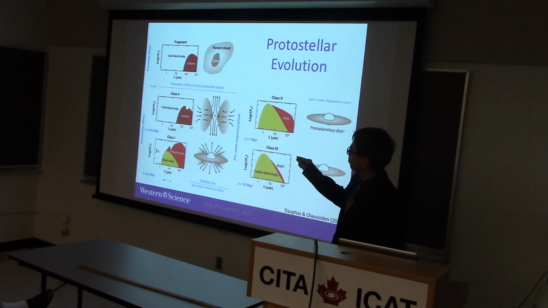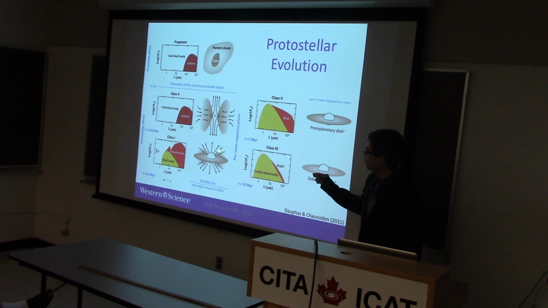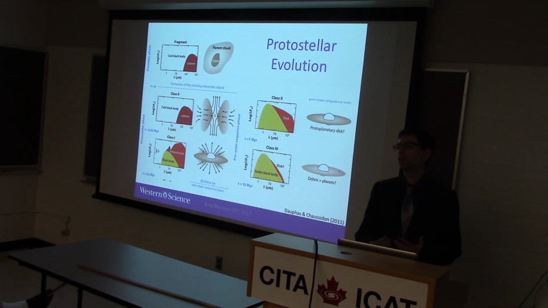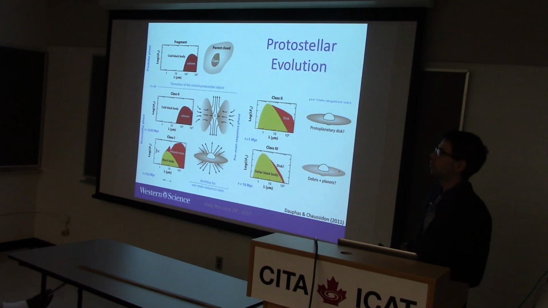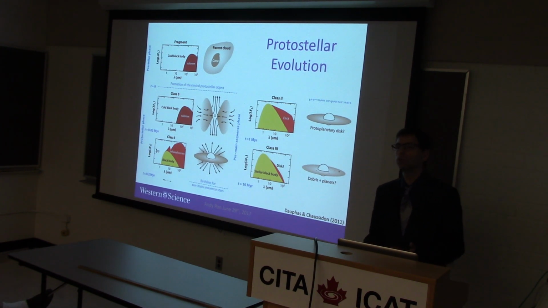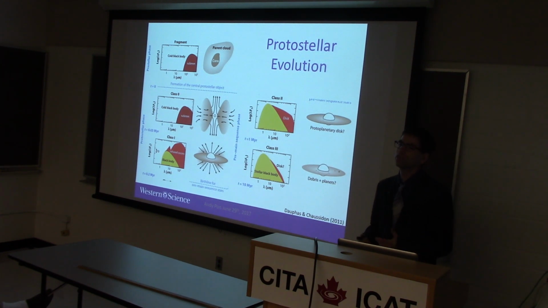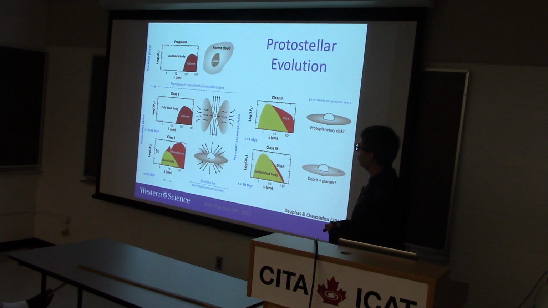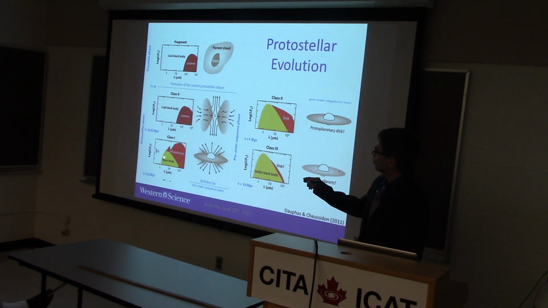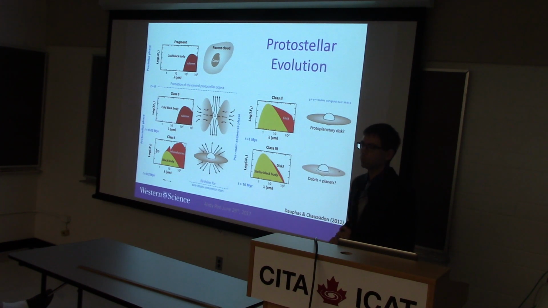The next stage is the Class 1 stage. This is when the protostar has gained more mass than the envelope. At this stage, it's also driving outflows. It's probably opened up a cavity. So we're seeing some photons directly from the protostar, but we're still seeing a significant amount of emission from the surrounding envelope. So you start seeing a few shorter wavelength photons, but you still have quite a bit of emission coming in the submillimeter from the envelope.